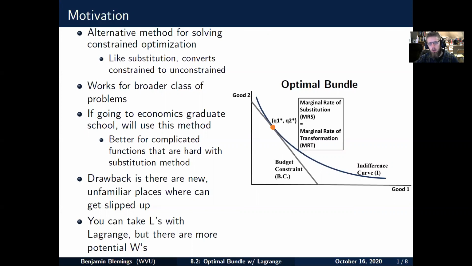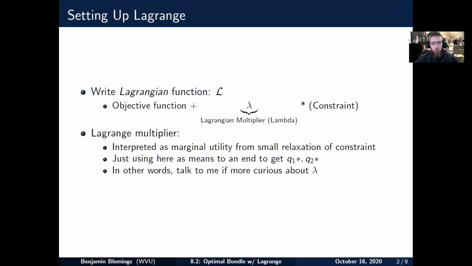So anyway, basically all I'm saying with all of this text is that there's a different way to find this orange point than I've showed you so far, and I'm going to take you through an example in this class. So the Lagrangian function is what we need to set up, which is this fancy L. And the Lagrangian function is literally only three ingredients.